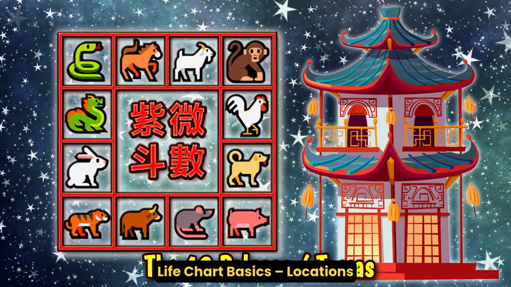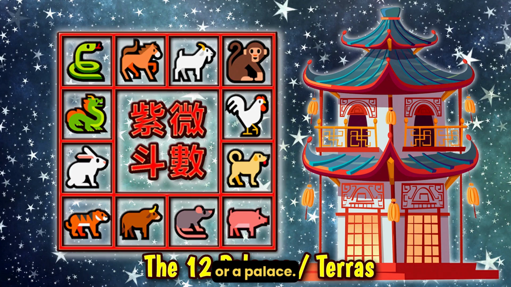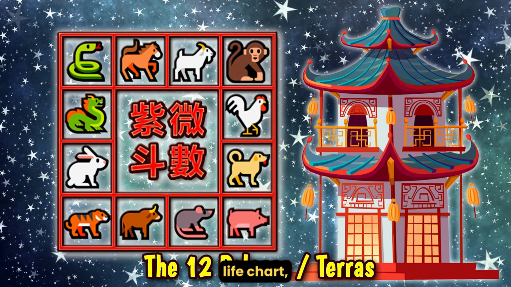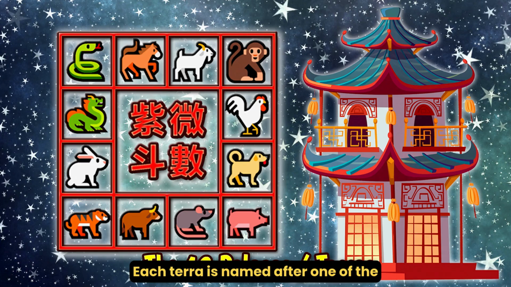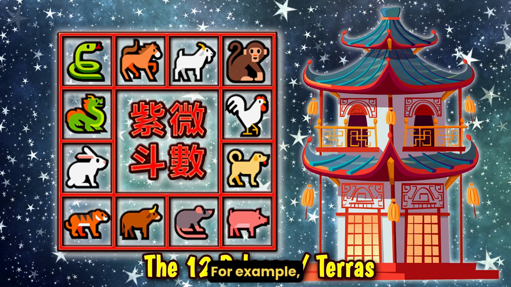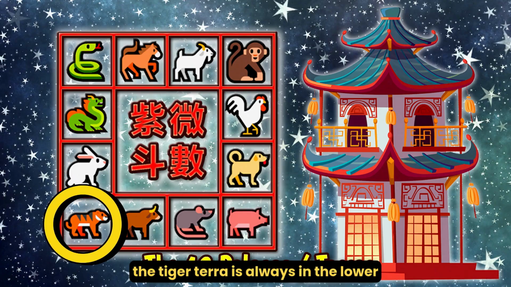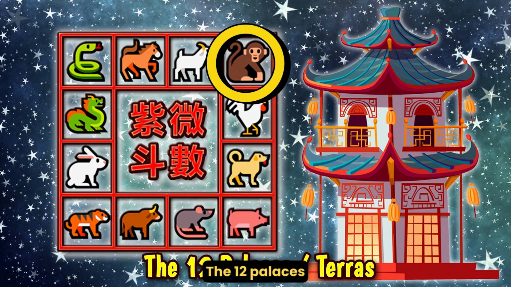Life chart basics, locations. The life chart contains 12 boxes. Each box can be called either a terra or a palace. These terms are interchangeable. When referring to specific locations on the life chart, the term terra is usually used. Each terra is named after one of the 12 Chinese zodiac animals. The locations of the zodiac animals are fixed and are the same for everyone. For example, the snake terra is always in the upper left corner, the tiger terra is always in the lower left corner, and the monkey terra is always in the upper right corner.